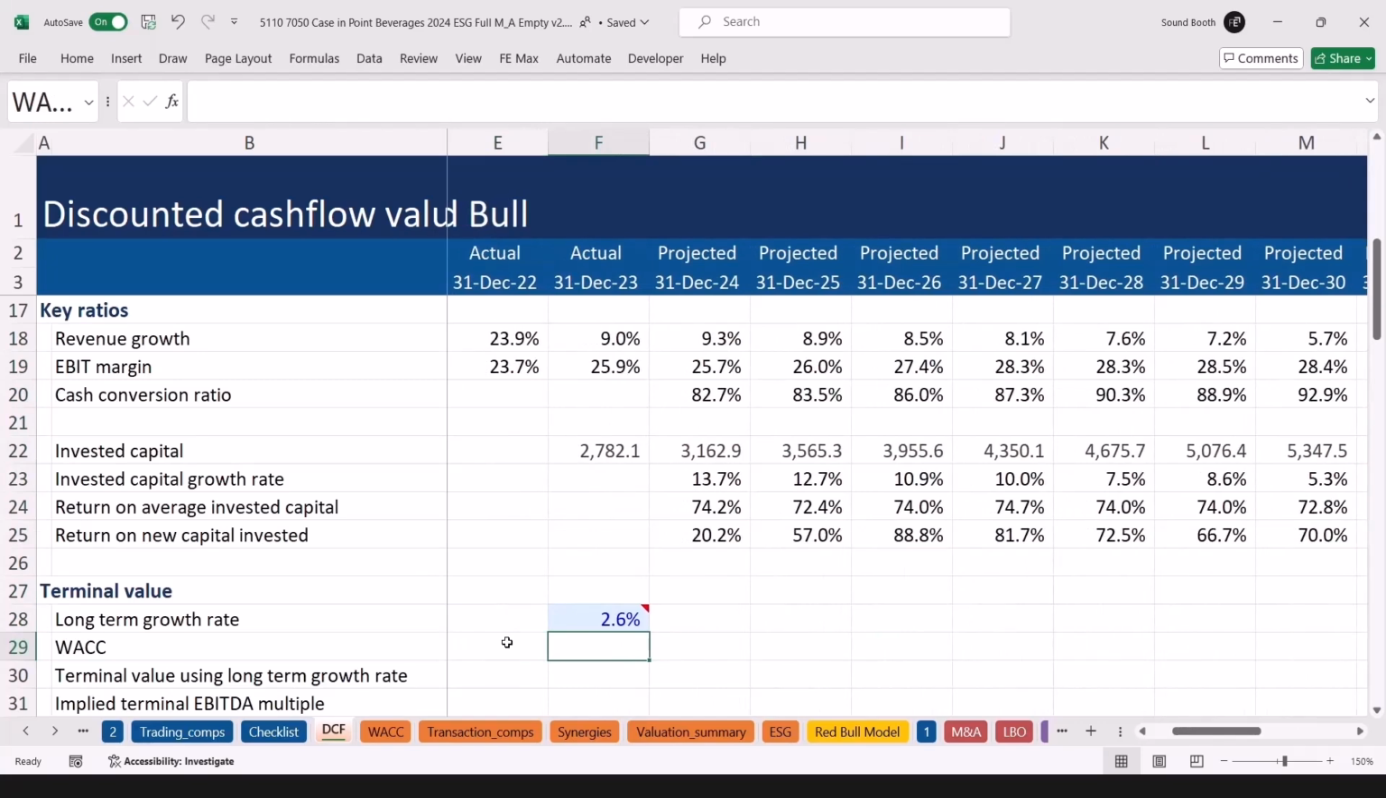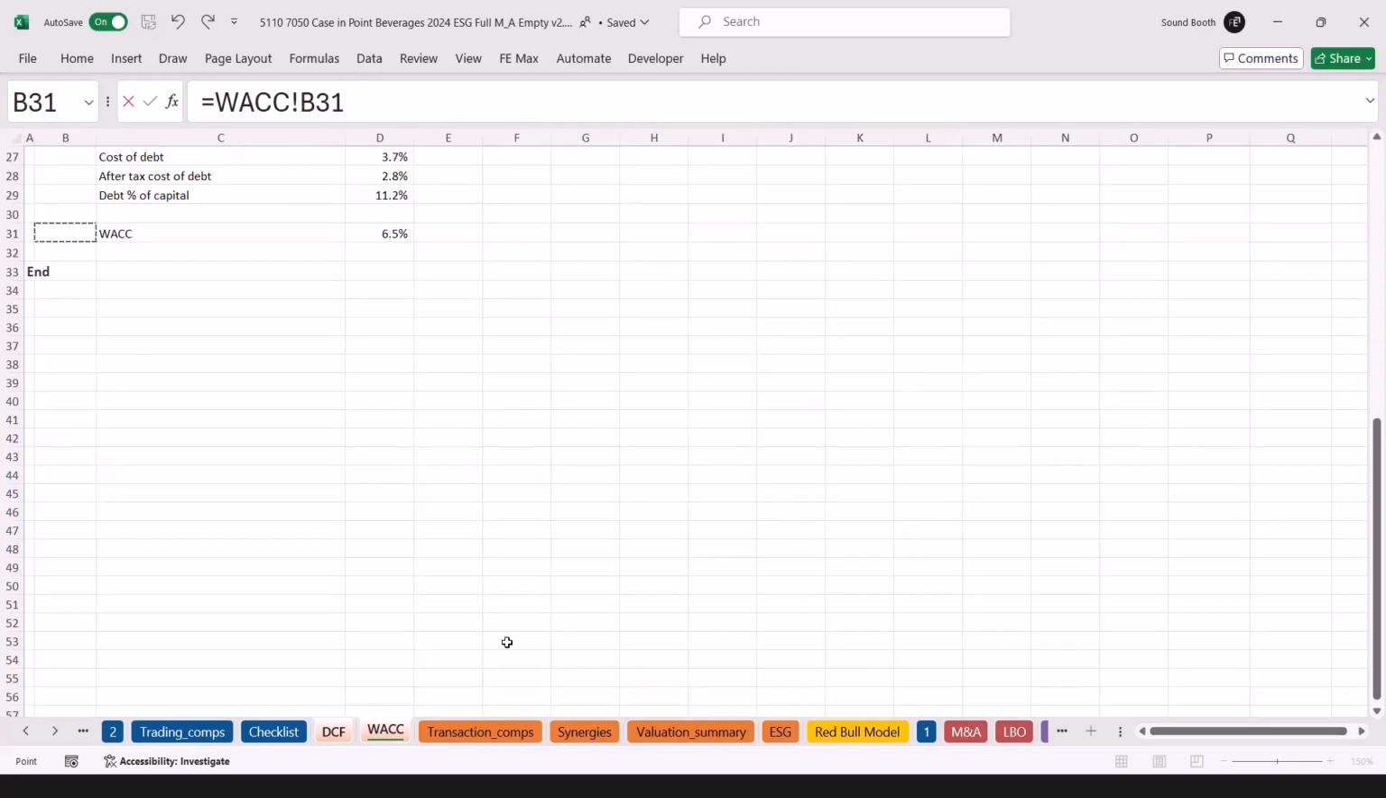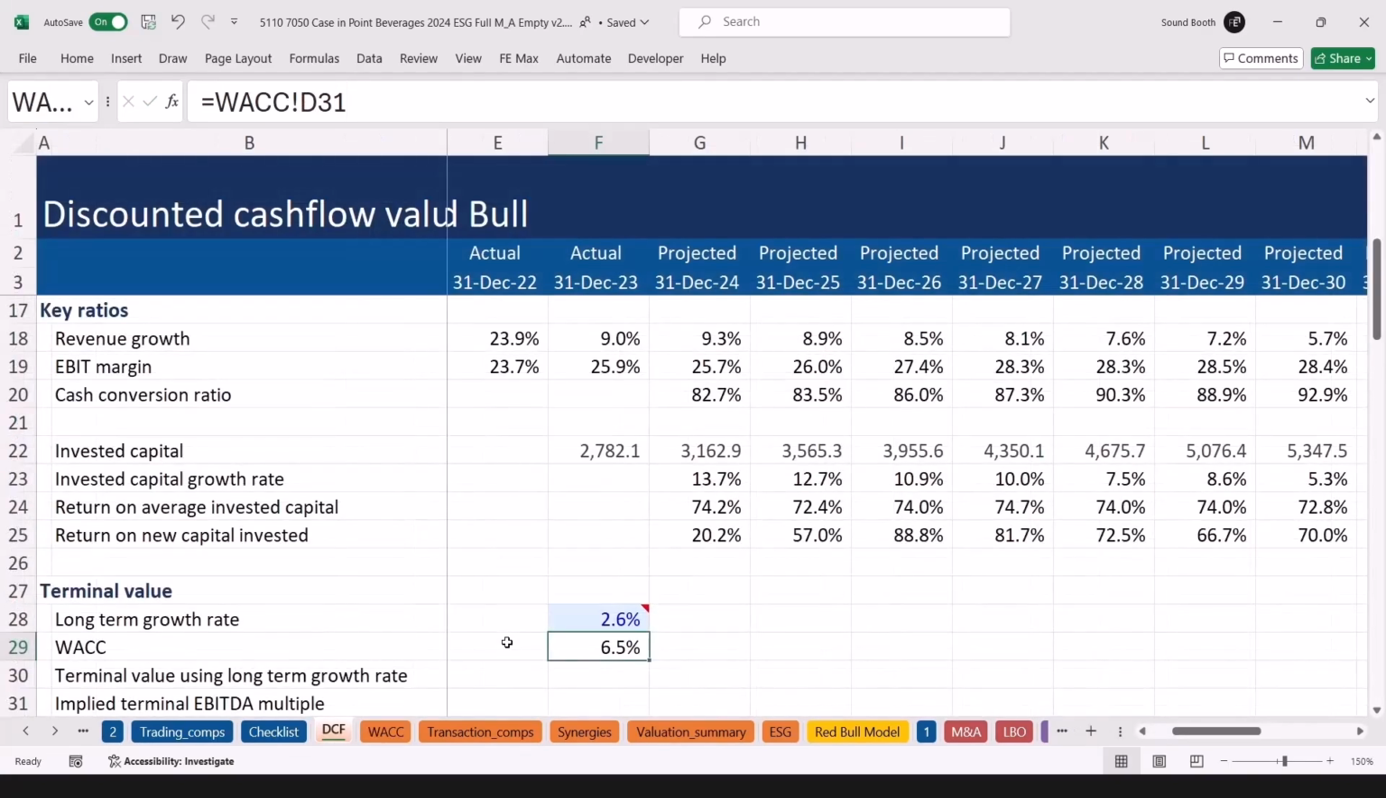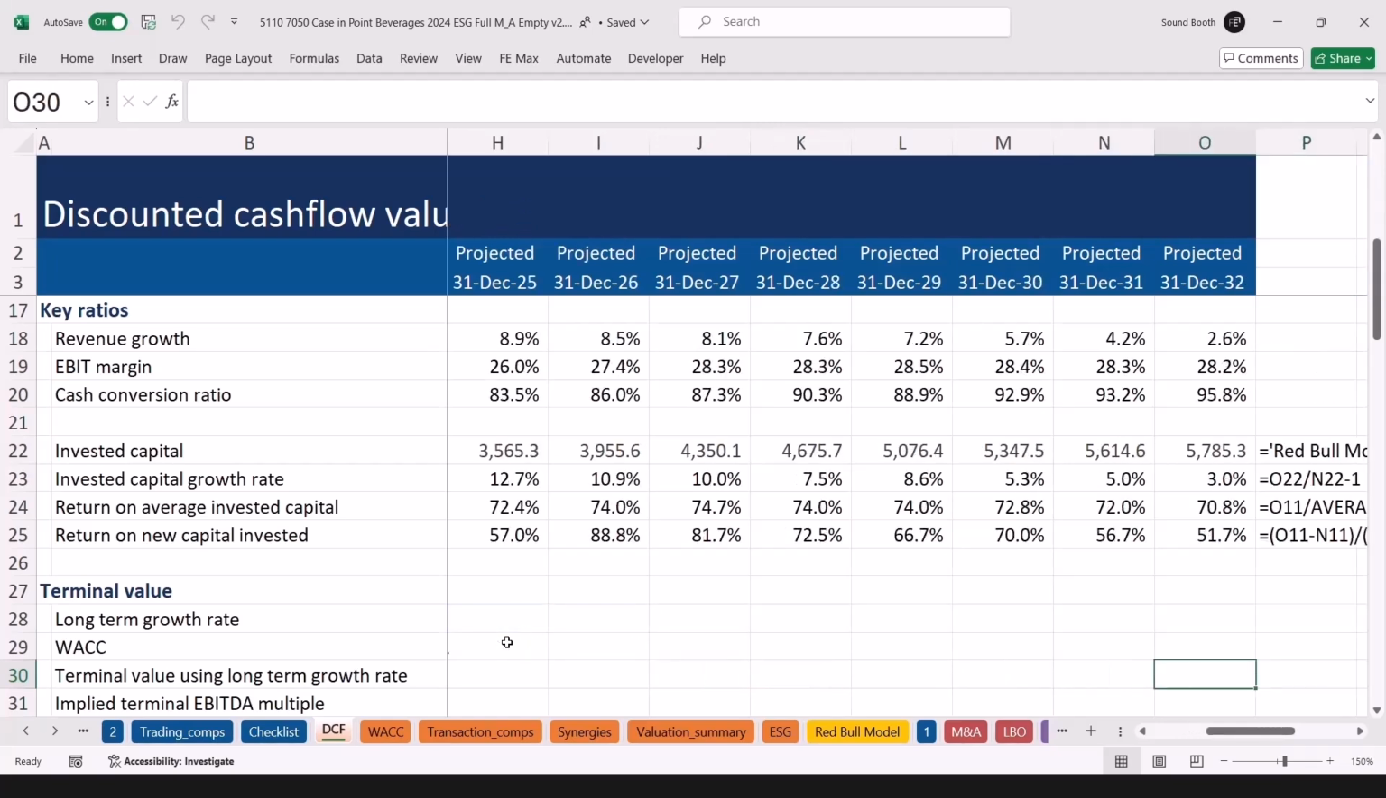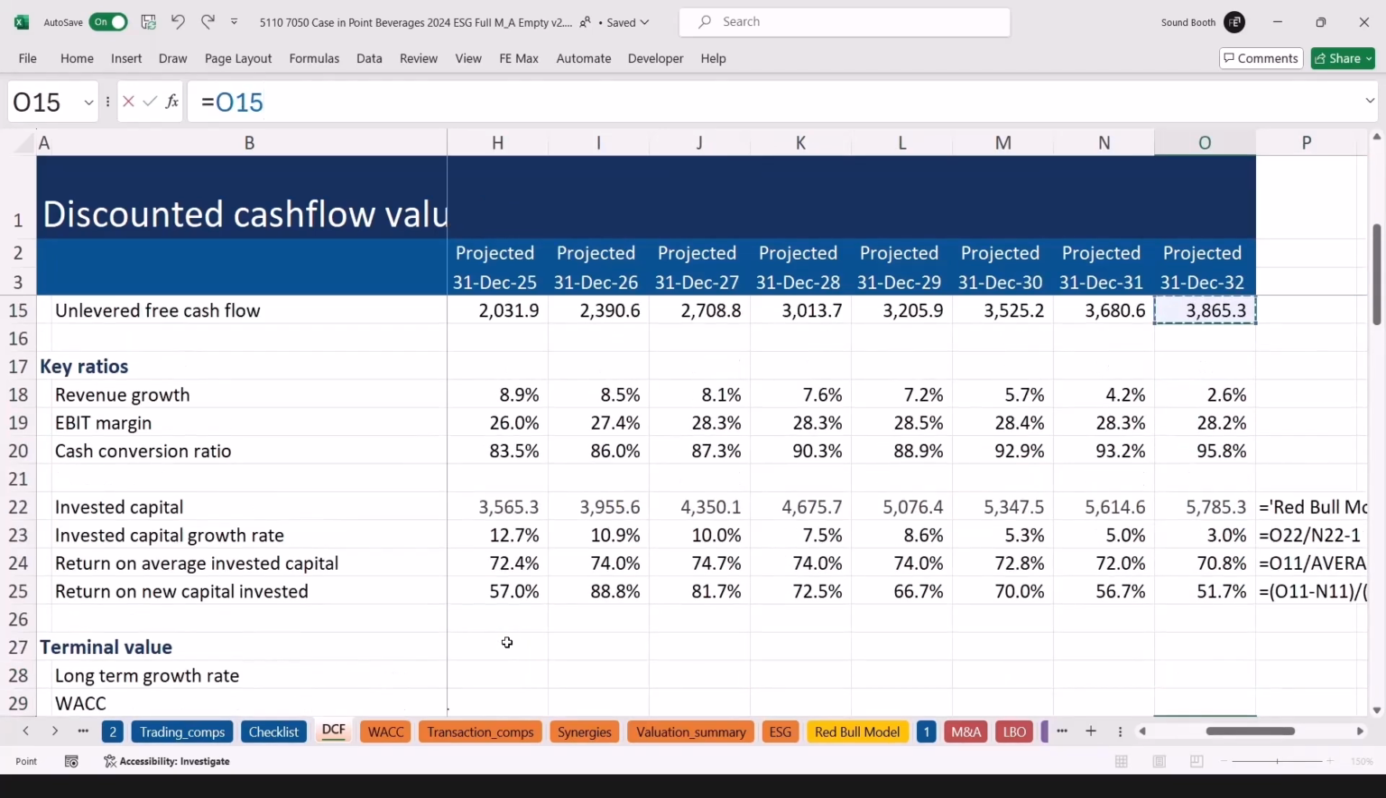I'm going to pull in WACC from the WACC sheet in this model. And we calculated that at 6.5%. Then what I want to do is calculate the terminal value using the Gordon growth model. And the way the Gordon growth model works is it takes the first free cash flow and it will discount that, and all future cash flows growing at a constant rate, it will discount those as well. Now, because it discounts the first cash flow that we give it, actually we don't want to use 2032 because it will give us the value actually in 2031.